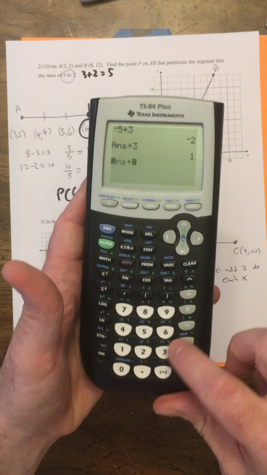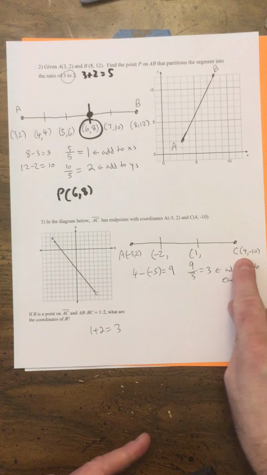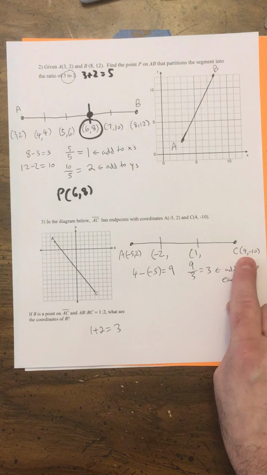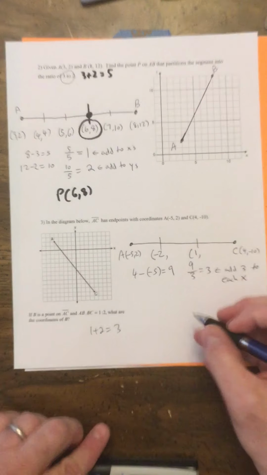And if we add another 3 on there, it gets us to 4, which is exactly where the point C is going to wind up. That's where we want to be. Let's try the same thing for the y's.